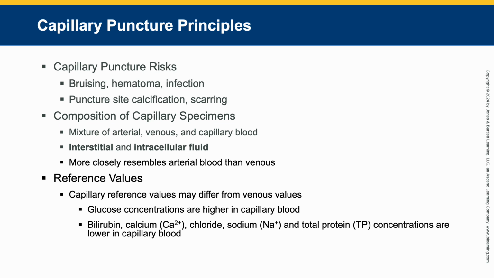The reference values. Capillary reference values differ from venous values. Remember when we discussed reference values, these are where we get our norms and what the average ranges are for people in that area. So these are going to be different from if you stuck somebody through a vein. Some very important ones that you need to keep in mind. Now, most of them are pretty minor, but some that are important are glucose. Glucose concentrations are higher in capillary blood than they are in venous blood.